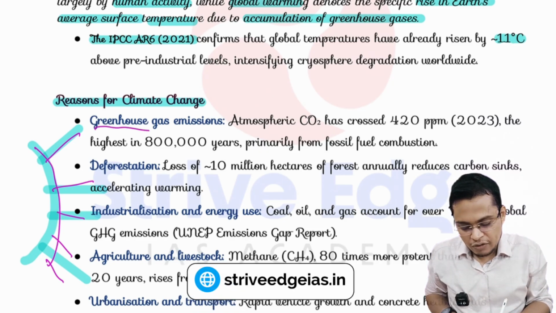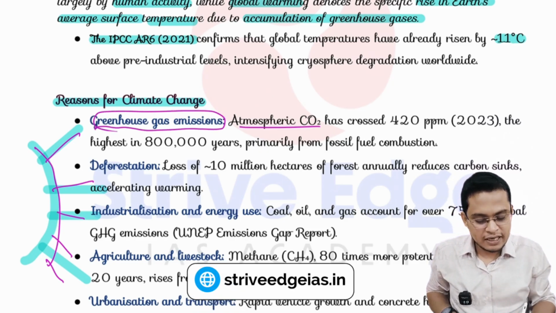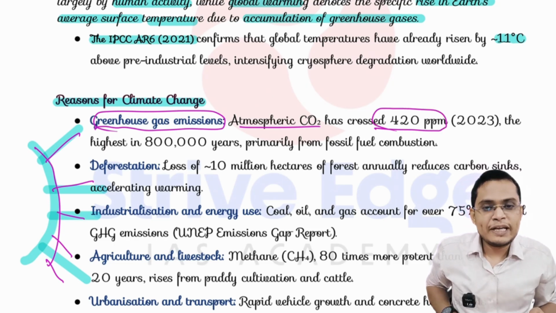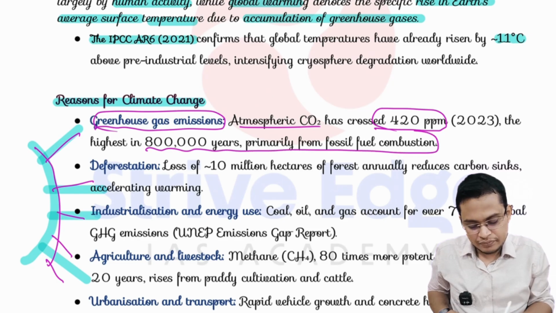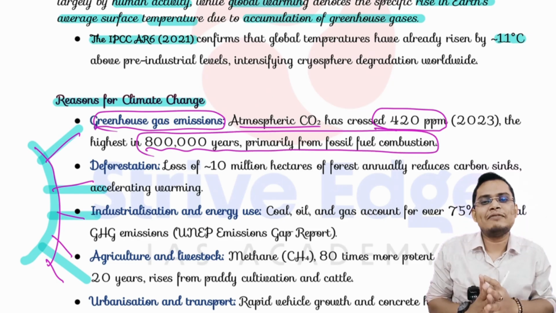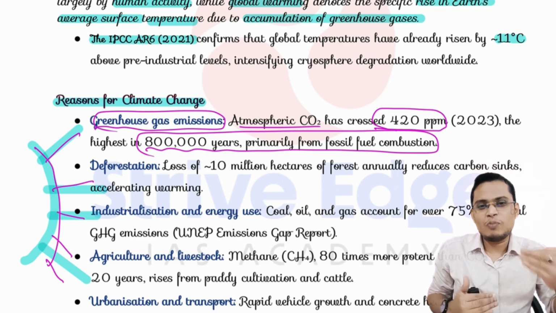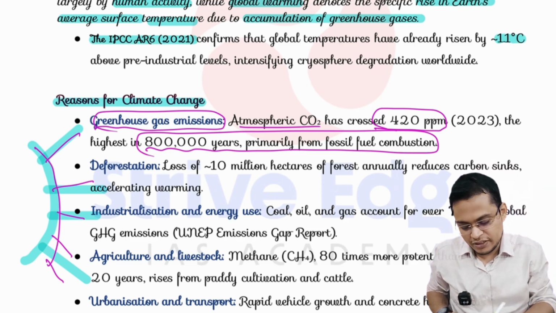First we can say the greenhouse gas emission. So anthropogenic carbon dioxide emission has crossed 420 ppm, parts per million. This is the highest in 8 lakh years. So in past history, the current level of carbon dioxide equivalent is the highest in history. That means we are emitting so much carbon dioxide into the atmosphere. So this is the main reason.